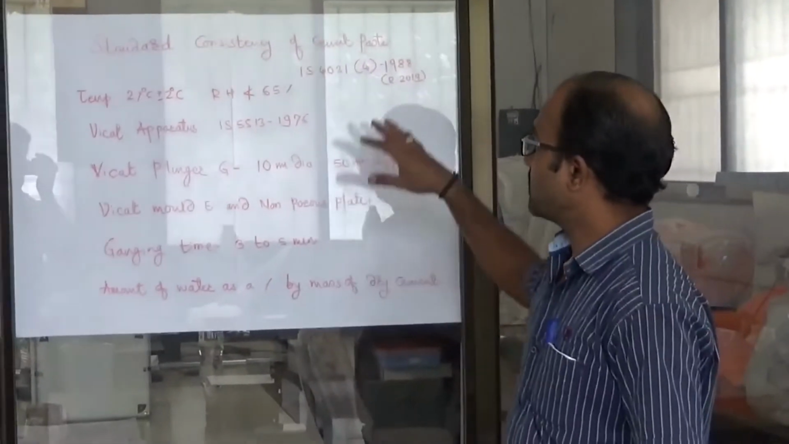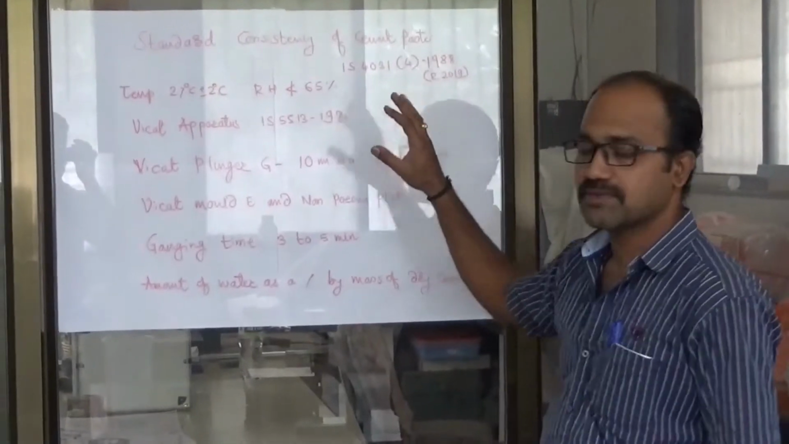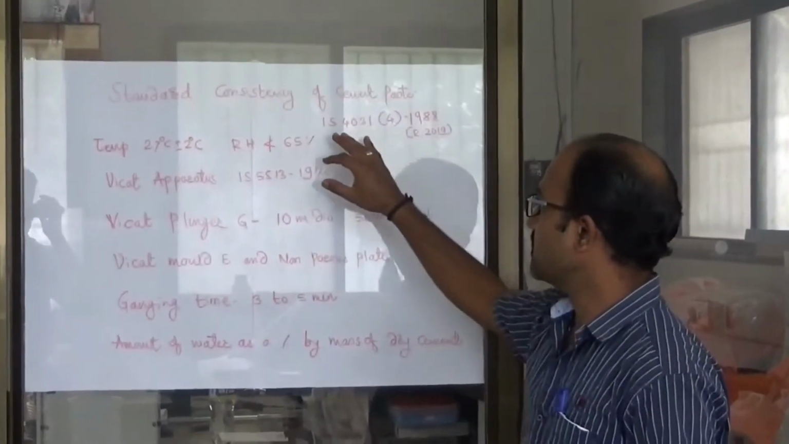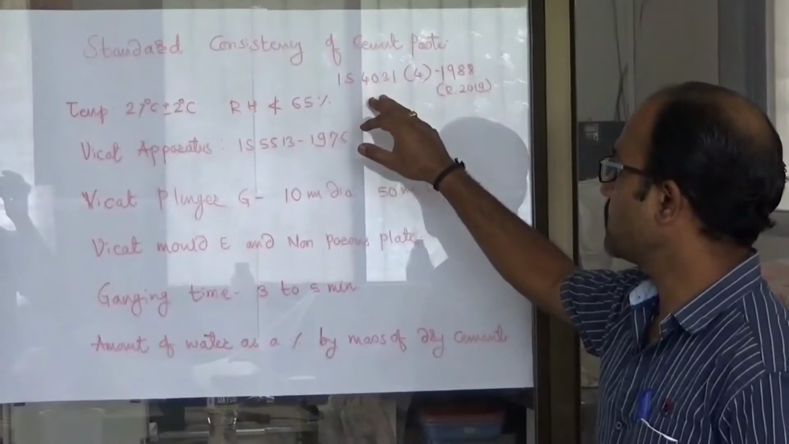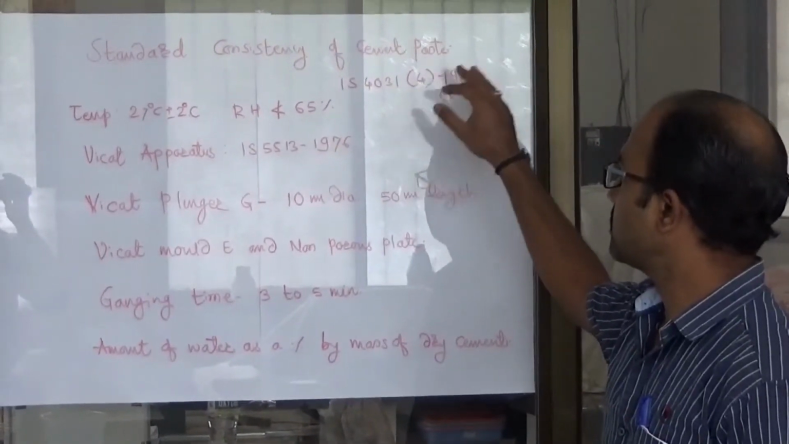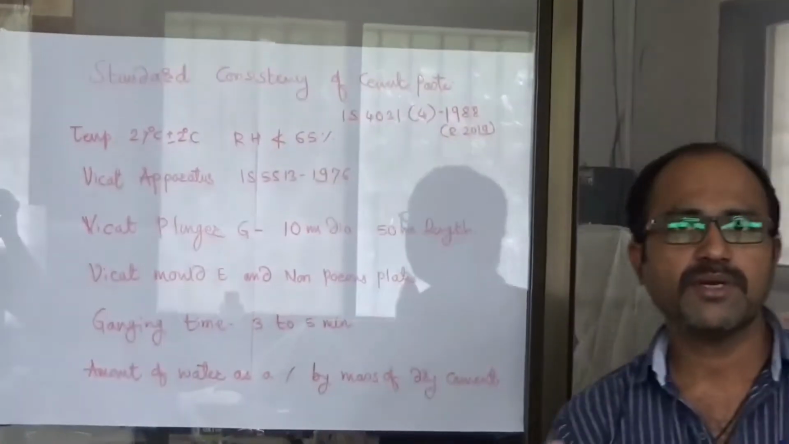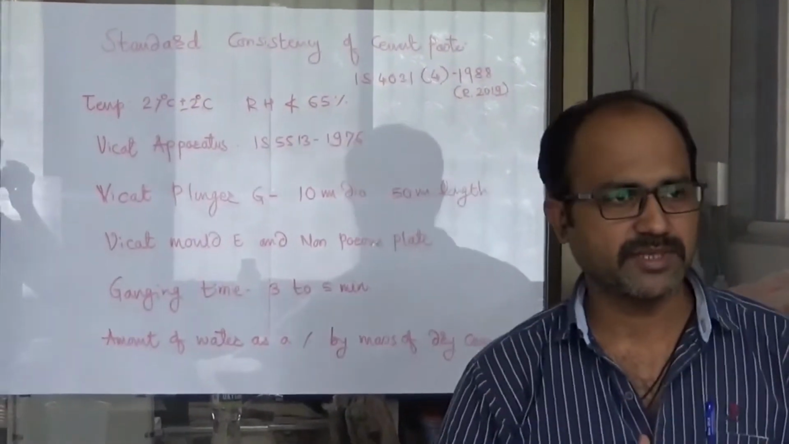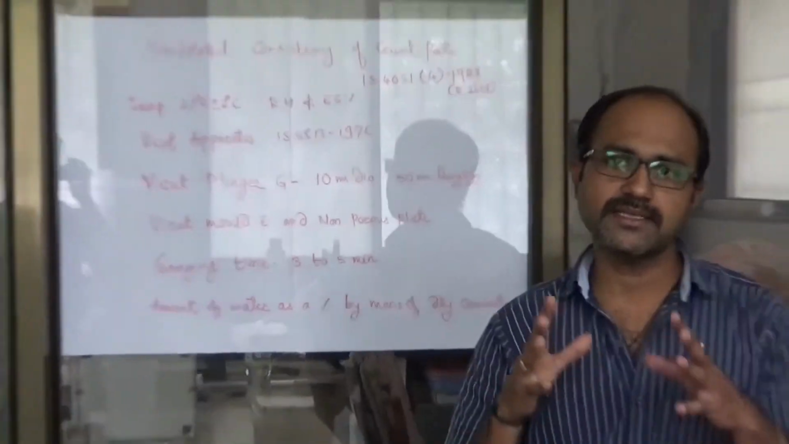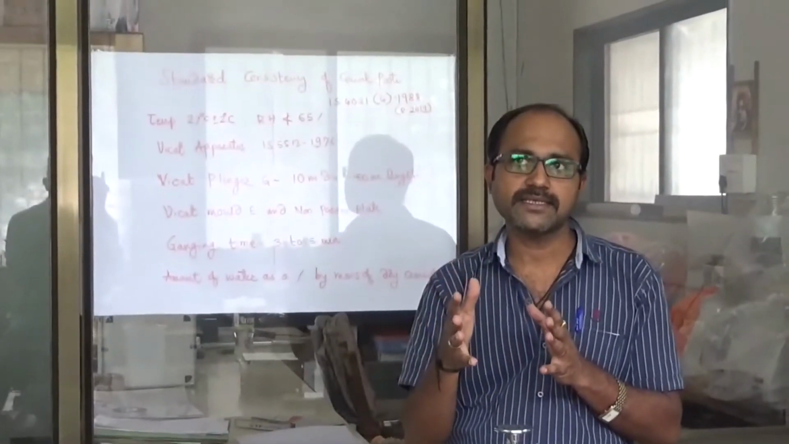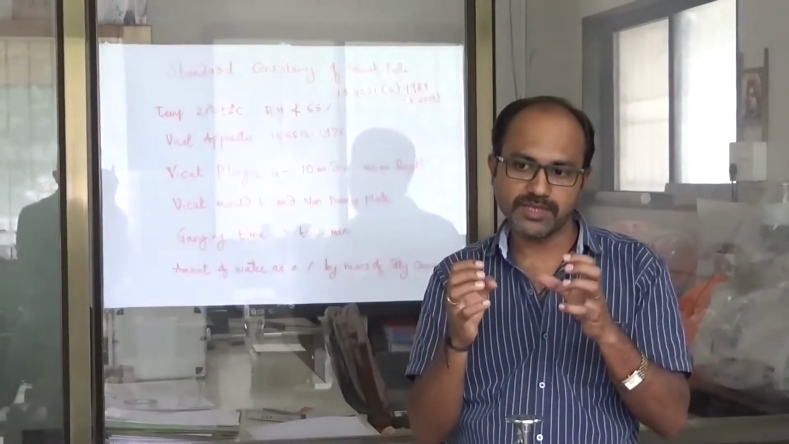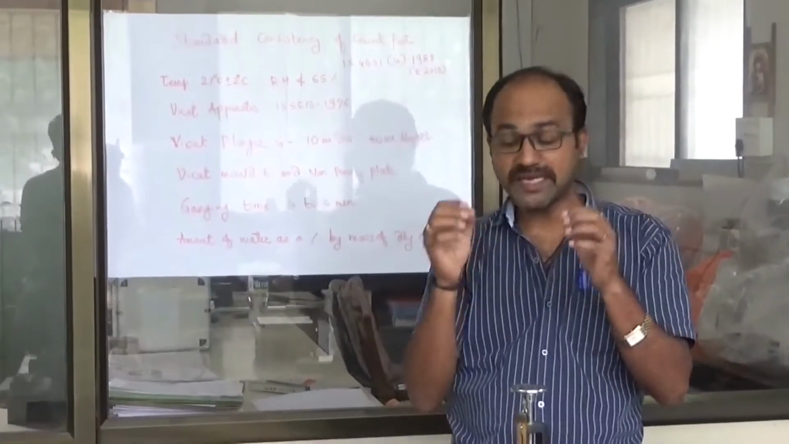For determination of standard consistency of the cement paste, you can refer to the code IS 4031 Part 4, 1988, which is reaffirmed in 2019. Now, what is meant by the standard consistency of the cement paste? The standard consistency is defined as the amount of water required to penetrate the plunger, G type.